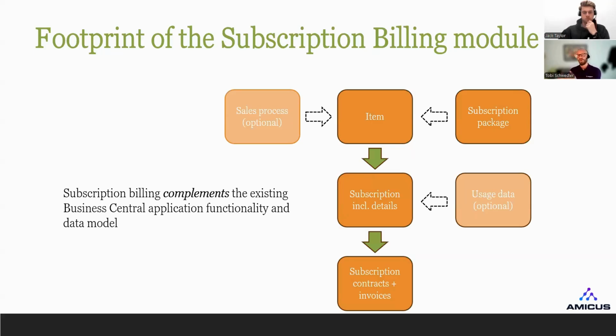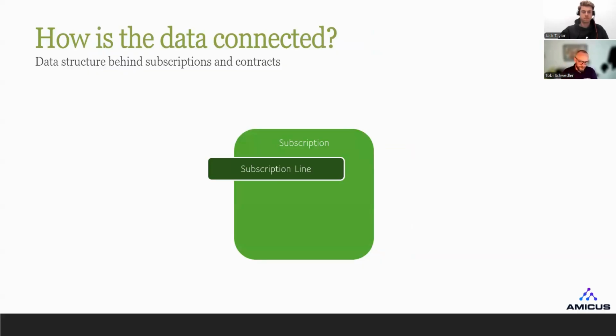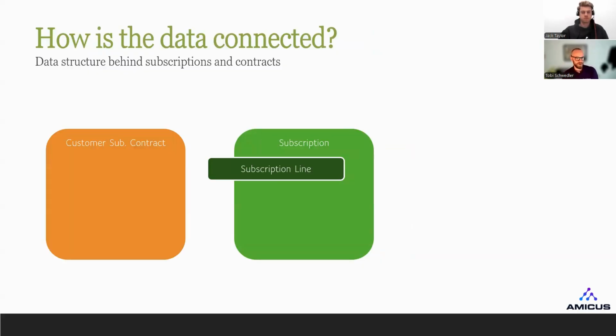And in the end, you can assign these subscriptions to a contract, and then the contract brings the commercial information, like who's the invoice recipient, what are the payment terms, these kinds of things. So it actually aligns with the data entities of Business Central, and it complements the existing application. So that's a subscription, and there are details called subscription lines to it, and there is the entity of a customer subscription contract. And these two belong together.